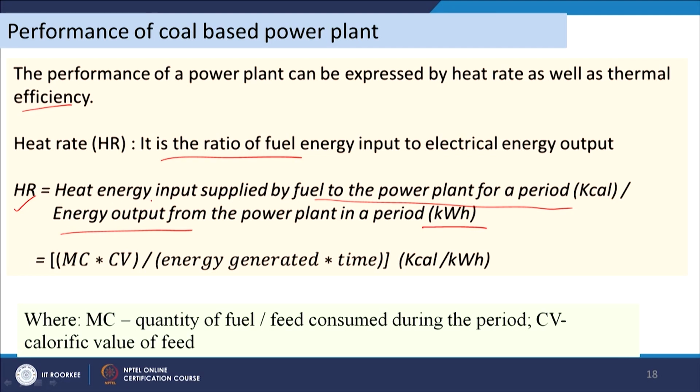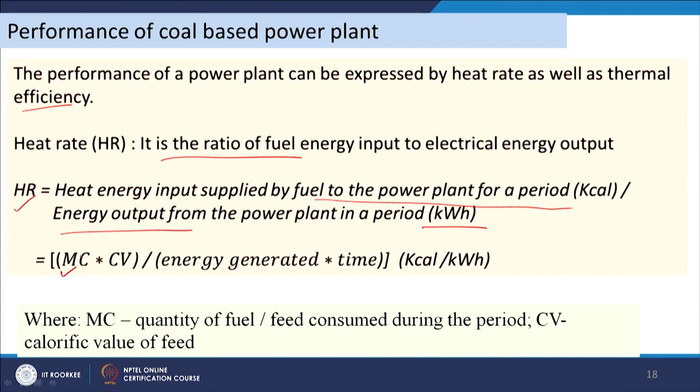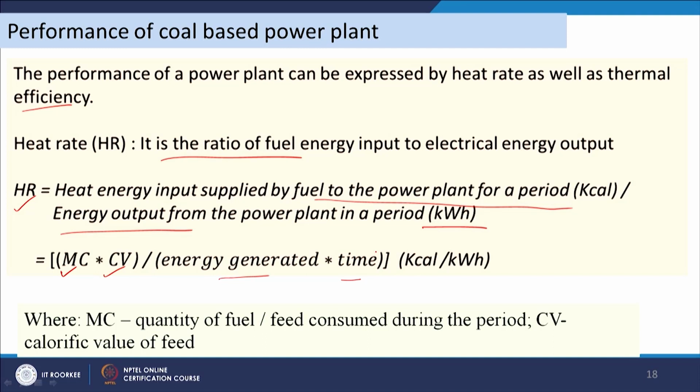So, what will be the heat energy input supplied by the fuel? That is how much fuel we have used during this time and what is the heating value of it. So, MC, how much fuel we have used, and CV, calorific value of it, that is the heat used. And then how much we are getting, that is the energy generated into time, how much time the plant is running, and during this time how much energy is produced, that is kilowatt hour.